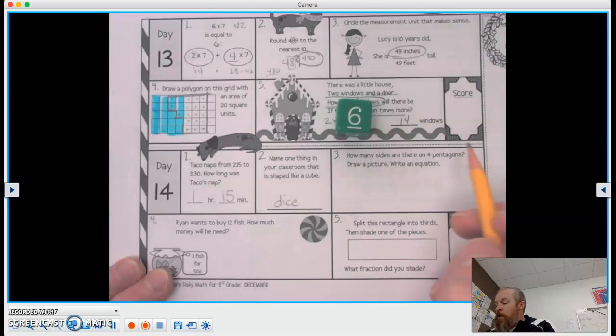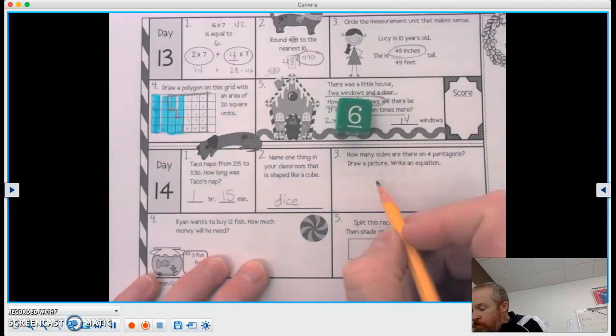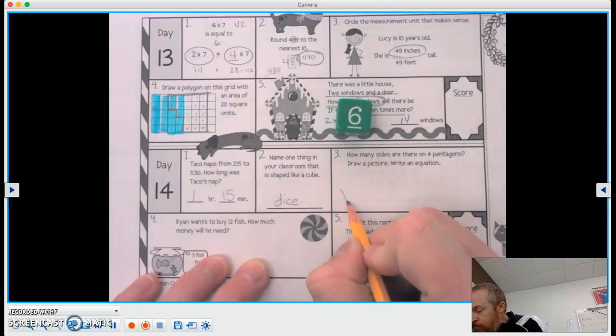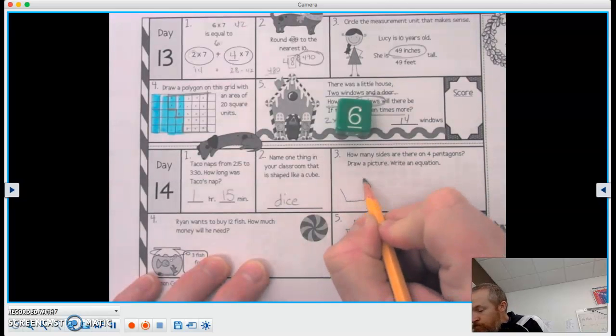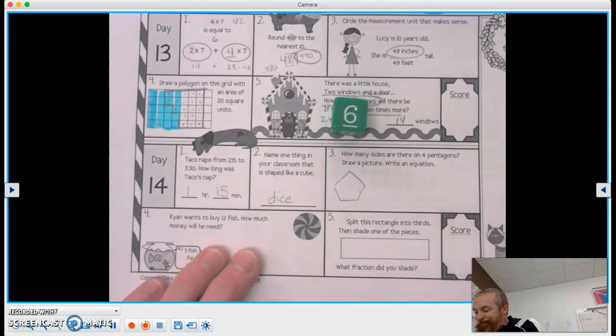Okay. How many sides are there on 4 pentagons? Draw a picture, write an equation. So first, how many sides are on a pentagon? 5, right? A pentagon has 5 sides. So let's go. Okay, almost like a gingerbread house in a way.